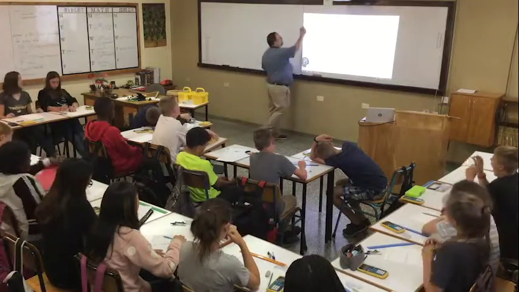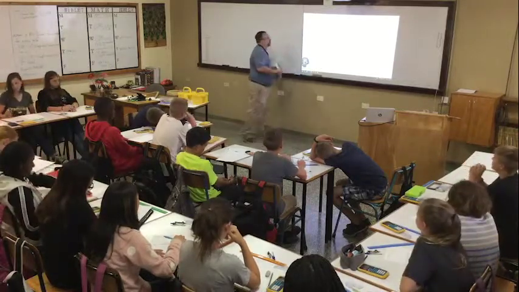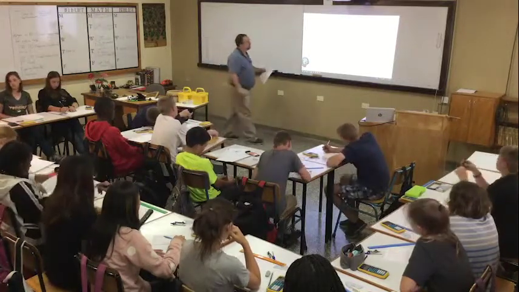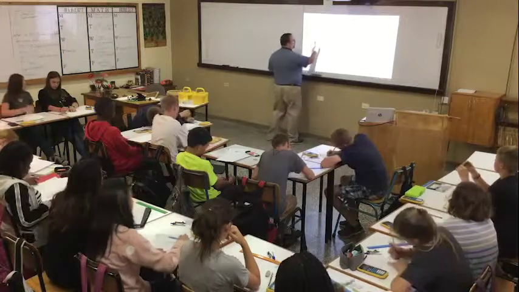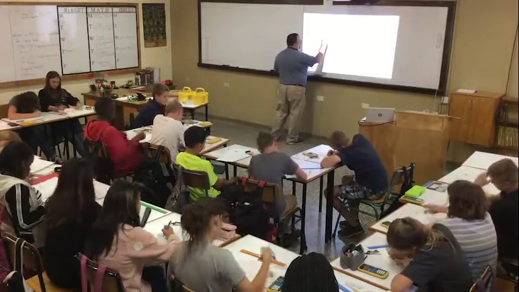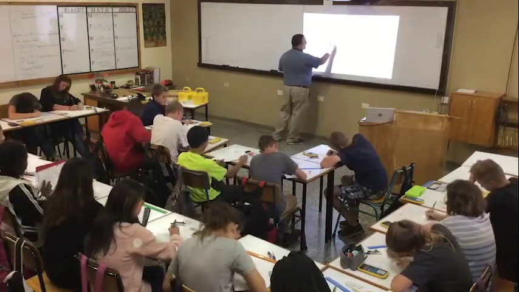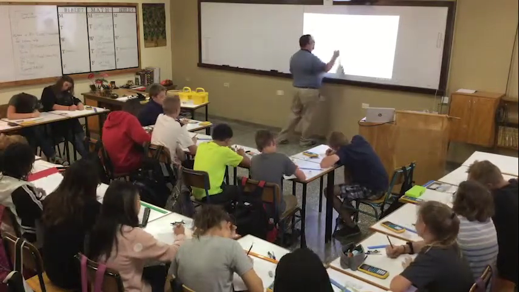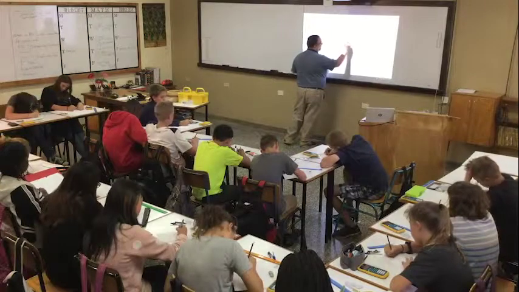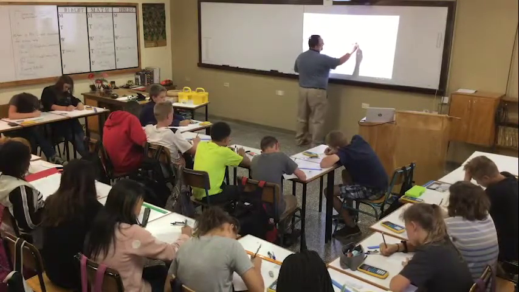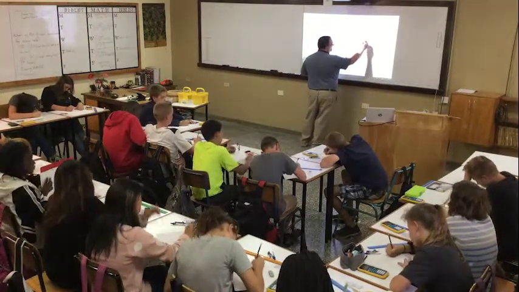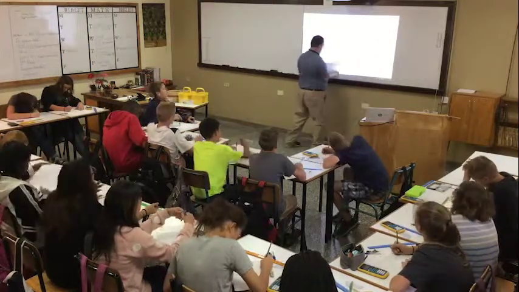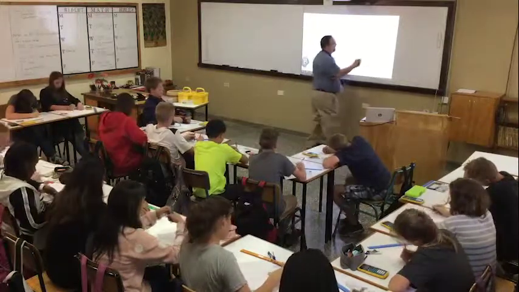Okay? So here we go. Let's learn how to construct a perpendicular bisector. First one, number 1, you're going to set the compass. Set the compass to a bit more than half, and then draw an arc.